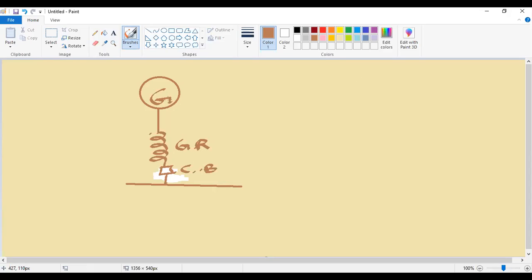Now what will happen, the purpose of this generator reactor is to limit the fault current, or to protect this generator. Why? Let us say any fault is occurring here, after this generator reactor. The fault current will try to enter through these paths to the generator. Unless this reactor is present, the fault current will try to enter into the generator, and the generator is the main source of the electrical power system. So that has to be protected in any way.